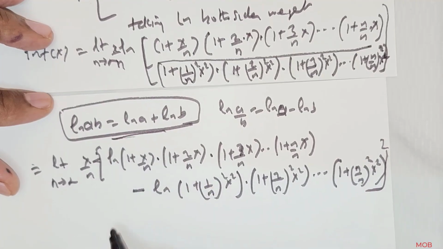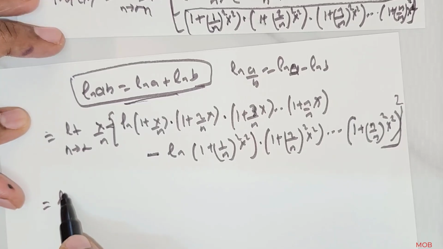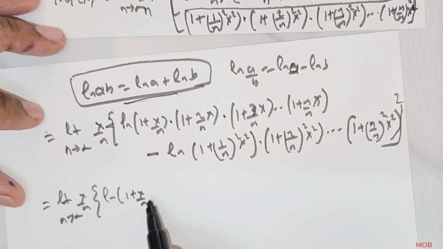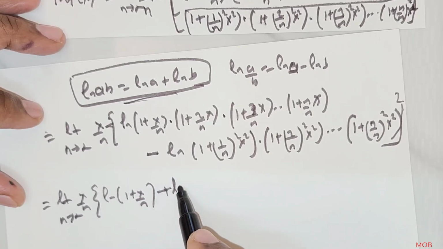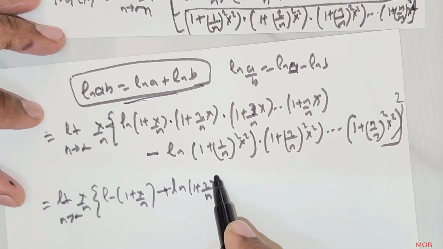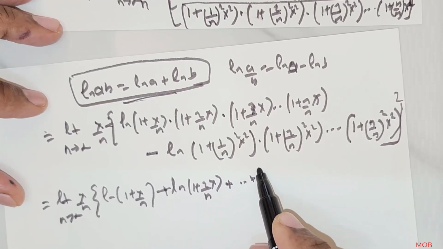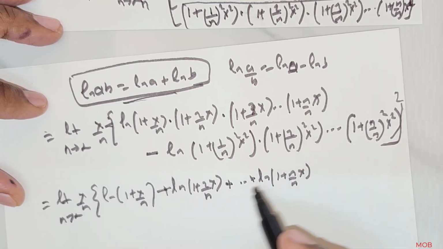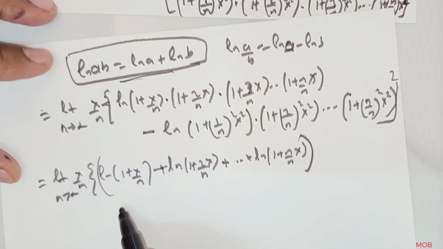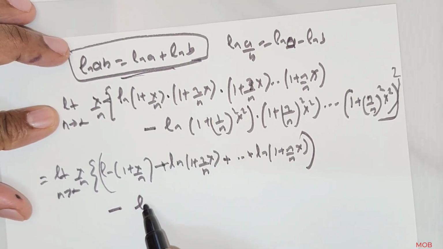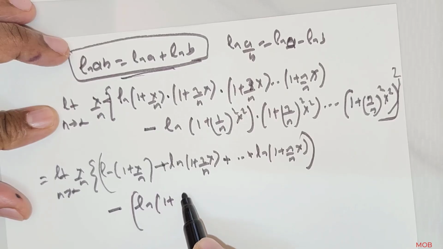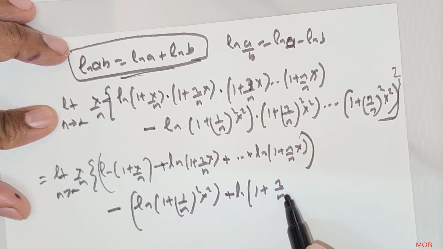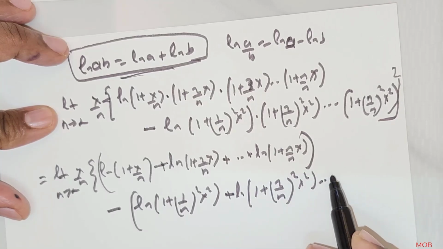Now we will employ this formula. So this is equal to limit n tending to infinity x over n. So ln of 1 plus x over n plus ln of 1 plus 2 over n times x plus, etc. plus ln of 1 plus n over n times x. So this is the first ln, okay, minus this ln. So this is going to be ln of 1 plus 1 over n the whole square times x squared plus ln of 1 plus 2 over n the whole square times x squared plus, etc.